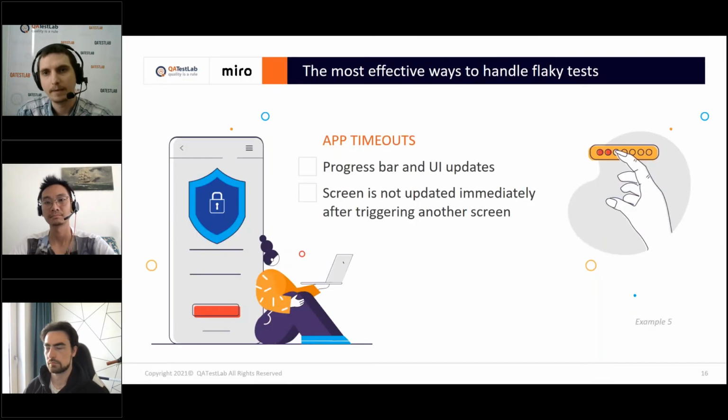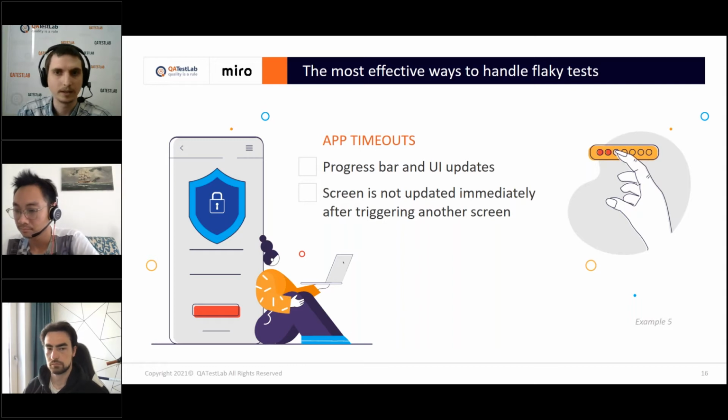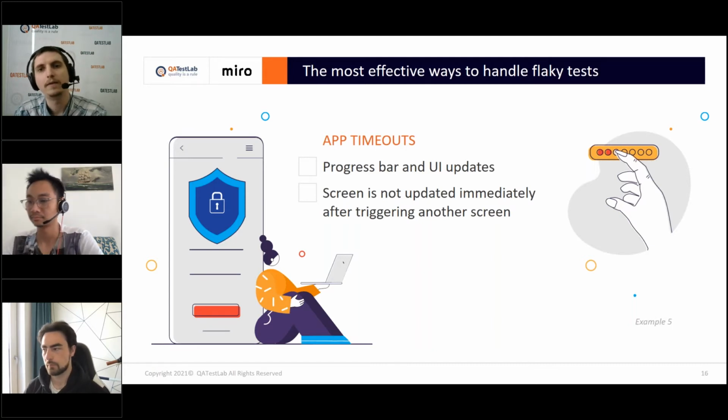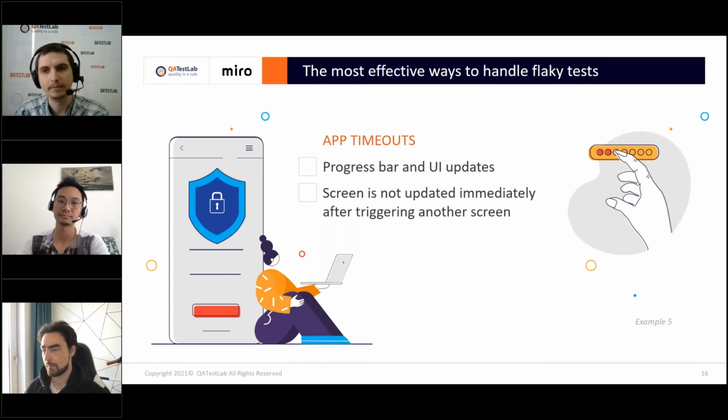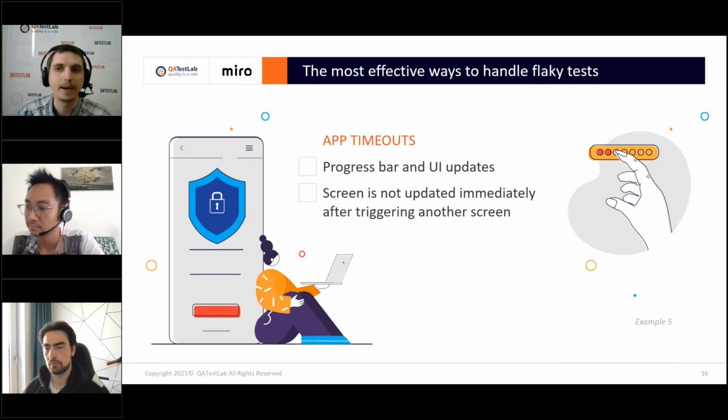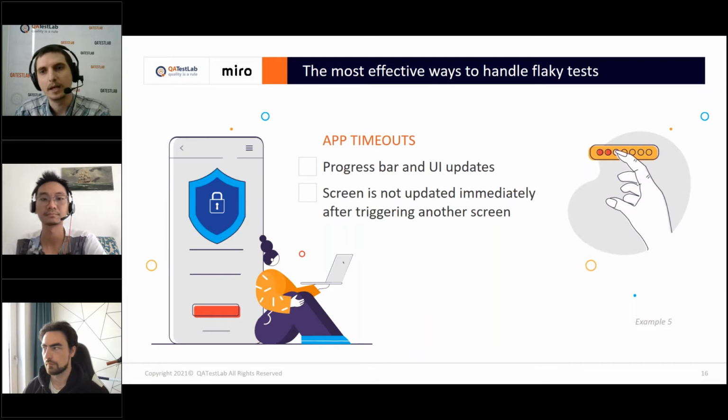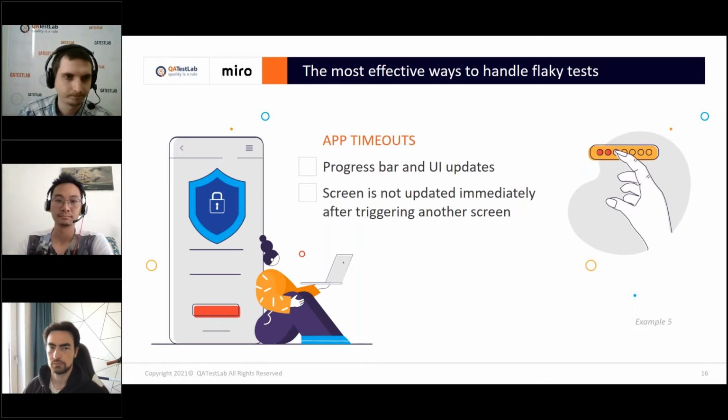Example 5, app timeouts. Sometimes server can be slow, especially development servers. If the app requires login, the test might wait for 10 or 15 seconds and then fail. Developer knows how long the app will wait before failing. Ask him what's the maximum timeout for certain things, like login, and set the timeouts and test accordingly.